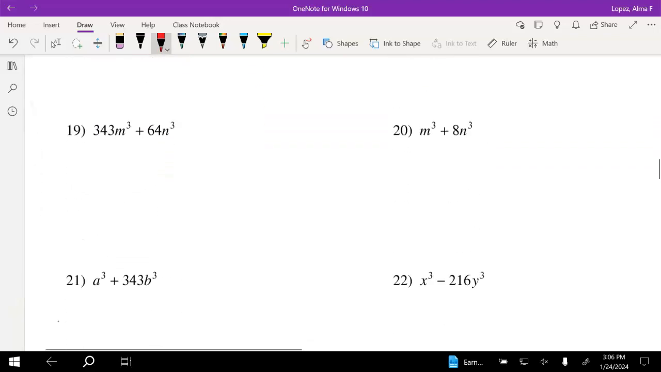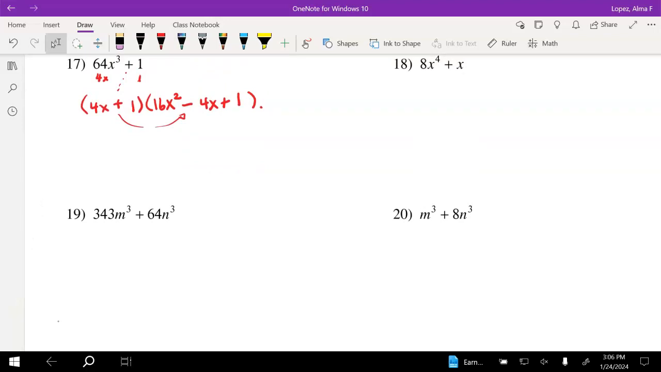I think I'm going to do one last one, and then you can finish up the others if you'd like. 343m cubed is a 7 and an m that were being cubed. 64n cubed are a 4 and an n that were being cubed. We're going to open up our two parentheses, a two-term and a three-term phrase. Our two-term phrase is the two bases with the same sign as in the original problem. Our trinomial we're going to build. Our first base squared goes in the first position. That's going to be 49m squared.